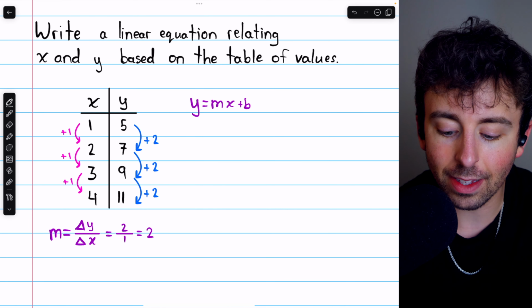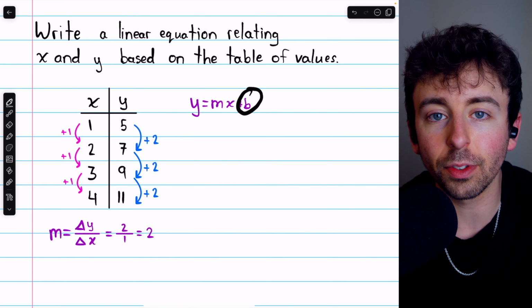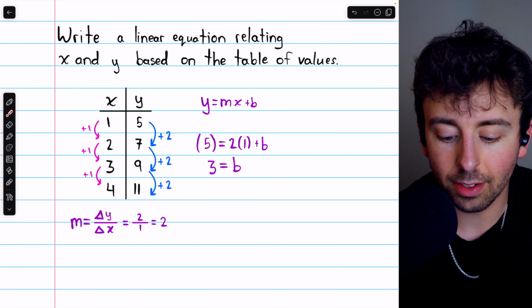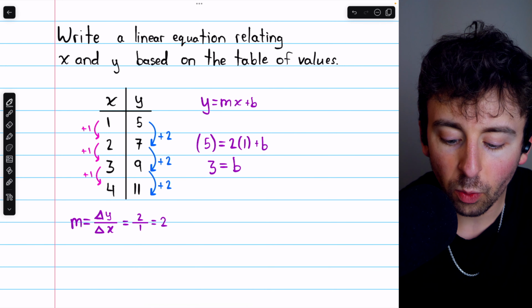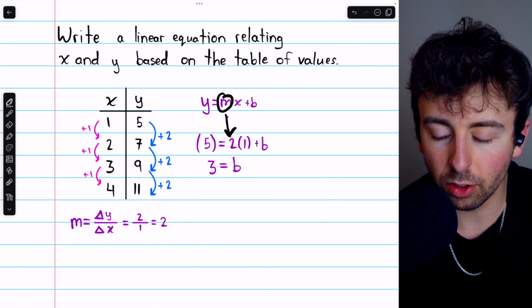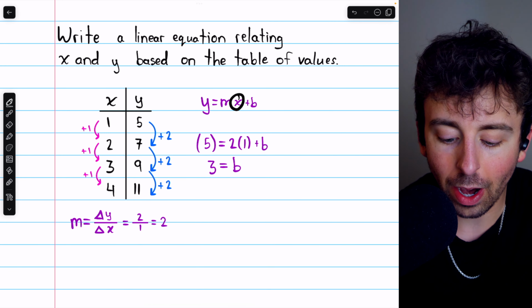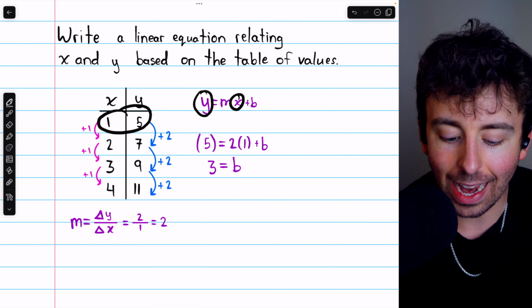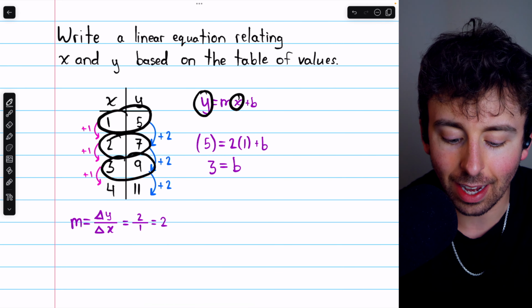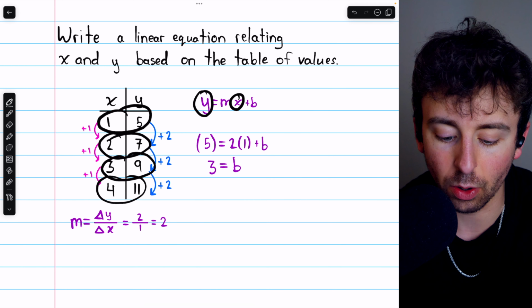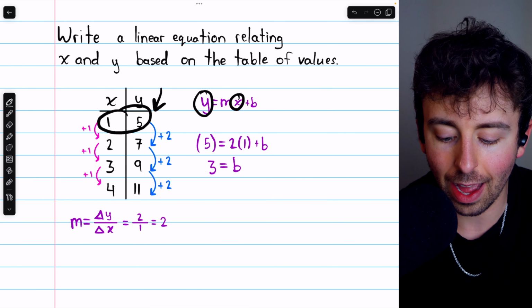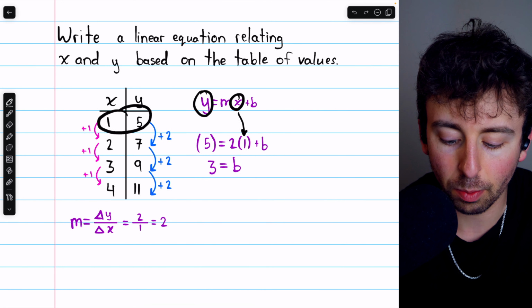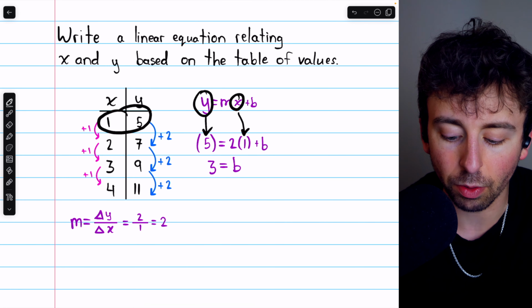Then all that remains is for us to find the y-intercept, b. One way to do this is to take our equation and plug in information that we know. We know that m is 2, so we can plug that in. And then for x and y, we can pick any point that's given to us in the table and plug that into the equation. Let's say we plug in the point x equals 1, y equals 5. So we see that there. X is replaced with 1, and y is replaced with 5.